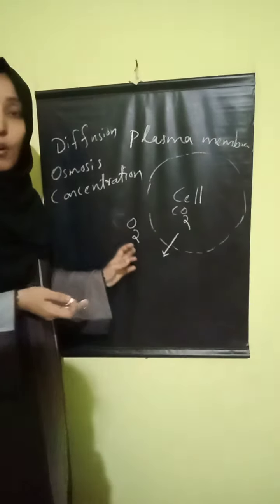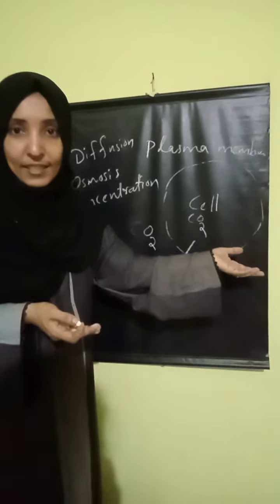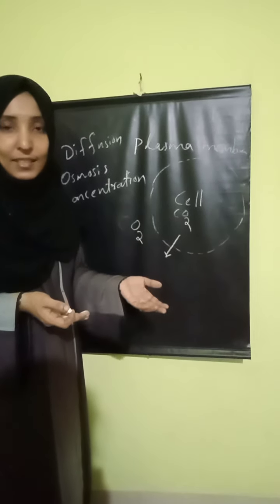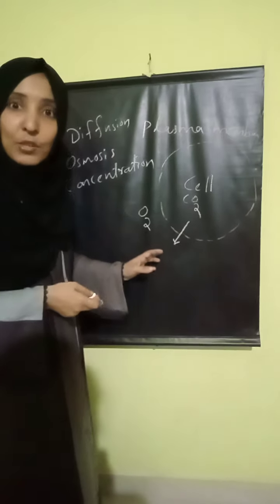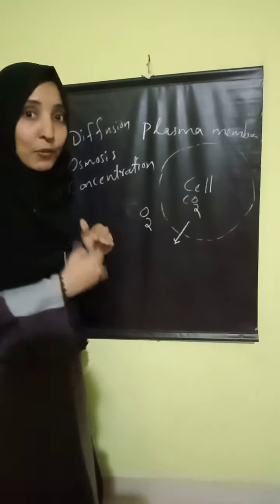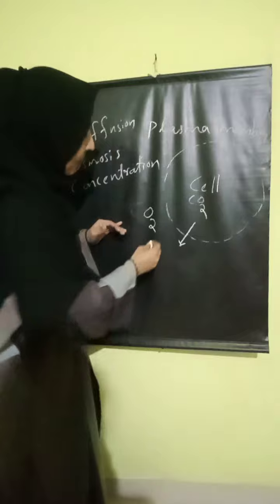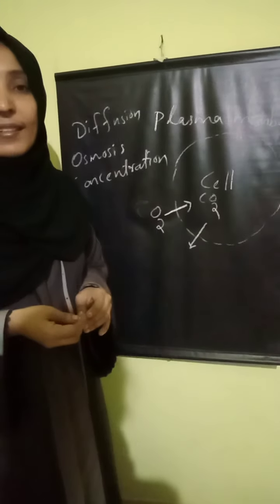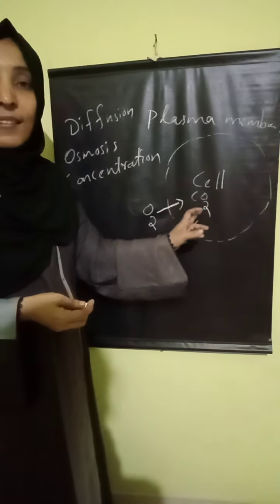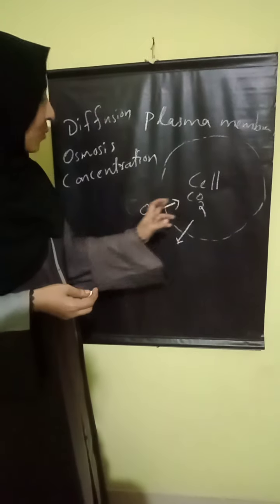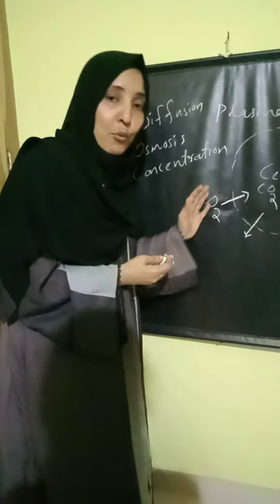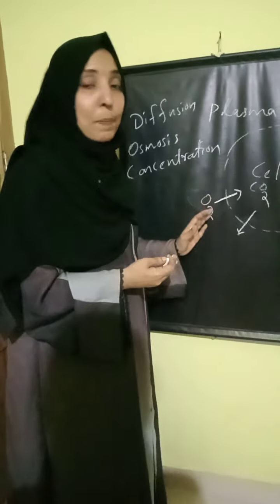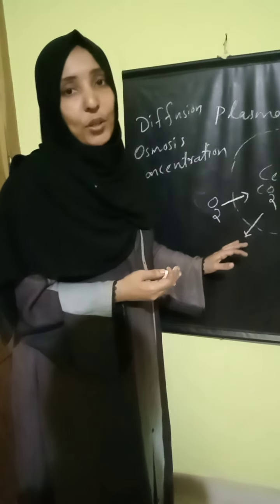Then the second case is oxygen. The cell requires oxygen for its cellular respiration or activities. Outside of the cell, the concentration of oxygen is very high. At that time, what will happen? Just the opposite may happen. From outside, the oxygen may enter inside. This is what is called diffusion. Diffusion is the transport of materials from higher concentration to lower concentration, especially gaseous and solid molecules.